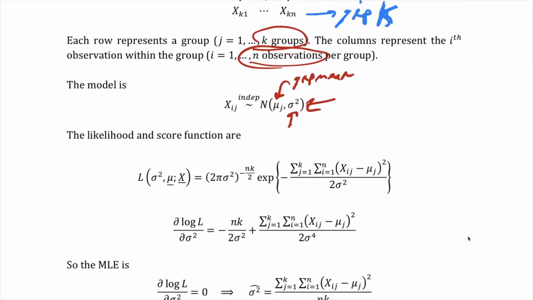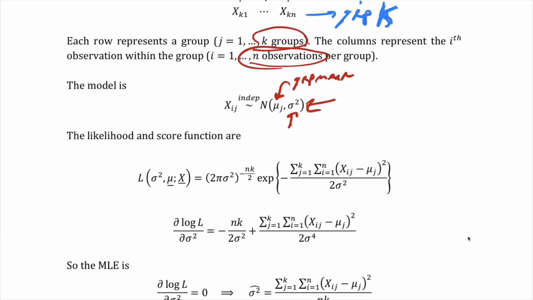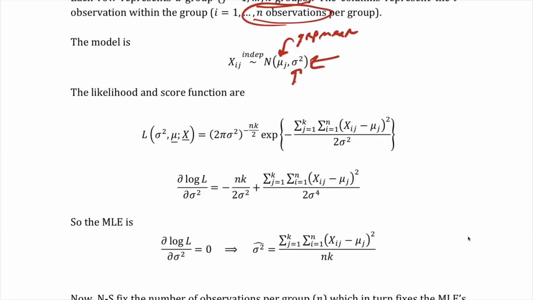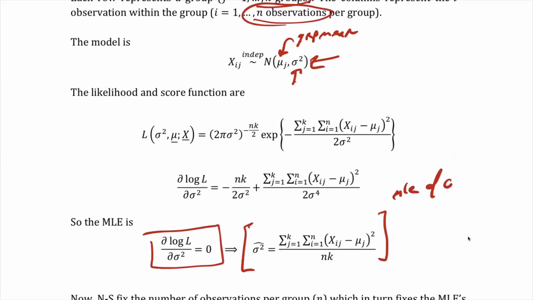And again, I can write down the likelihood function, which is the product of all of these densities. I can get the first derivative and set it equal to 0. And that gives me this very nice looking maximum likelihood estimate. This is the MLE of sigma squared. What do I like about this thing? Well, it looks like it's an average over groups. So I have the sum, j from 1 to K. So I average all groups, and then I'm summing in each group.